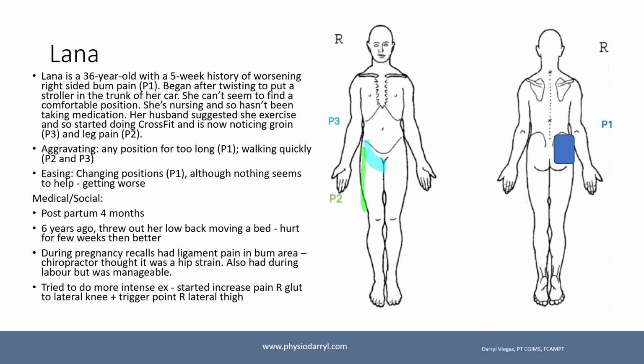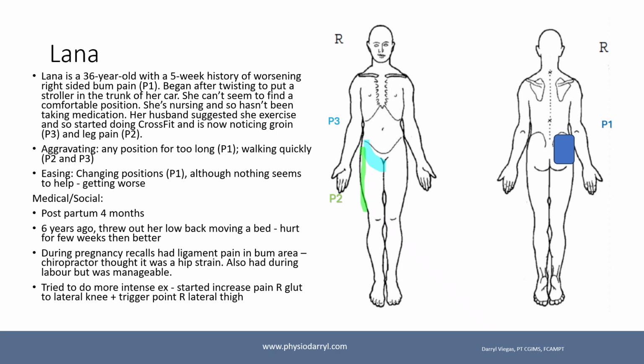Her husband suggested she exercise, and so she started doing some CrossFit exercise, and now she's noticing groin pain, which is her P3, and leg pain, which is her P2. Aggravating for her are any positions for too long, and that aggravates her P1, walking quickly, which is P2 and P3. Easing factors include changing positions for P1, although nothing seems to help. In general, there's always a baseline level of pain, and she feels like things are getting worse.